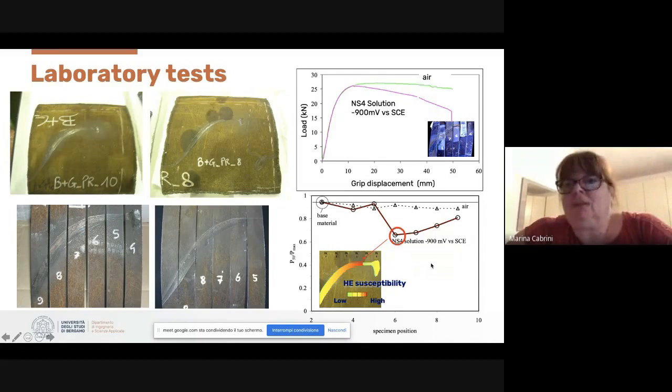But in the presence of hydrogen, some defect positions were the worst condition. At the first impact, there is no effect or very low hydrogen effect, because in this zone the steel remains in compression condition. The worst condition was in this position, in which the hydrogen embrittlement effect was higher, and the hydrogen embrittlement effect decreases with the distance from the initial impact.